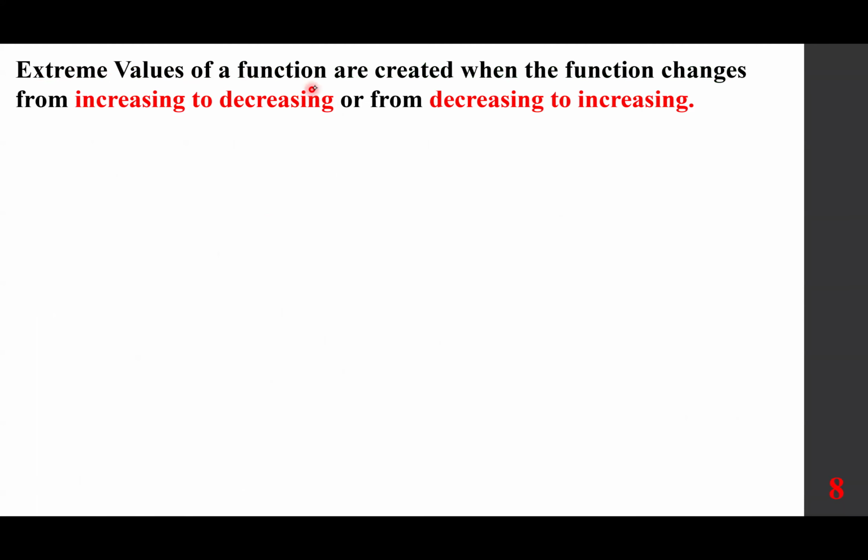Extreme values of a function are created when the function changes from increasing to decreasing or from decreasing to increasing. In other words, if you look at this one, first it's increasing, then it's decreasing. So that's the extreme value, or more importantly, the peak is the local max. It's decreasing first, becomes increasing second. So in between, we have an extreme value. This is a valley, and that's the local min.